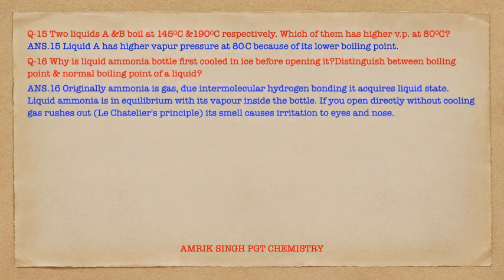Question number 16. Why is a liquid ammonia bottle first cooled in ice before opening it? Distinguish between boiling point and normal boiling point of a liquid. Originally, ammonia is a gas. Due to intermolecular hydrogen bonding, it acquired the liquid state. Liquid ammonia is in equilibrium with its vapor inside the bottle. If you open it directly without cooling, the gas rushes out. Its smell causes irritation to the eyes and nose.